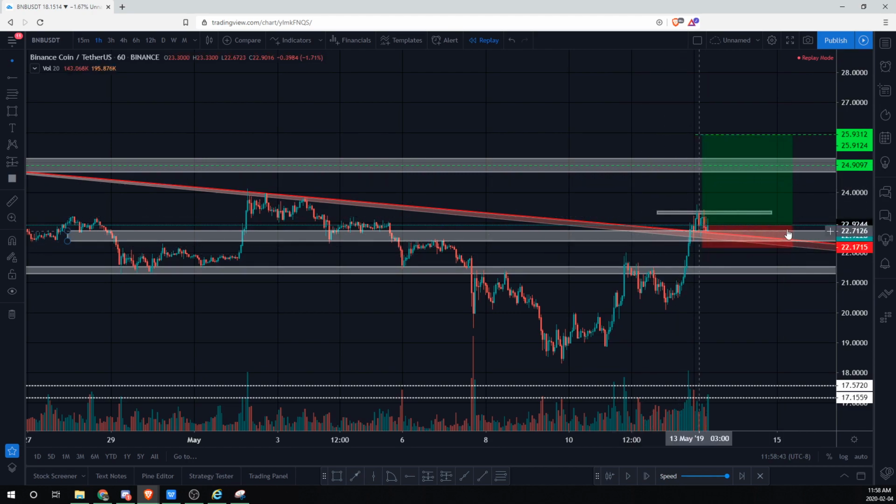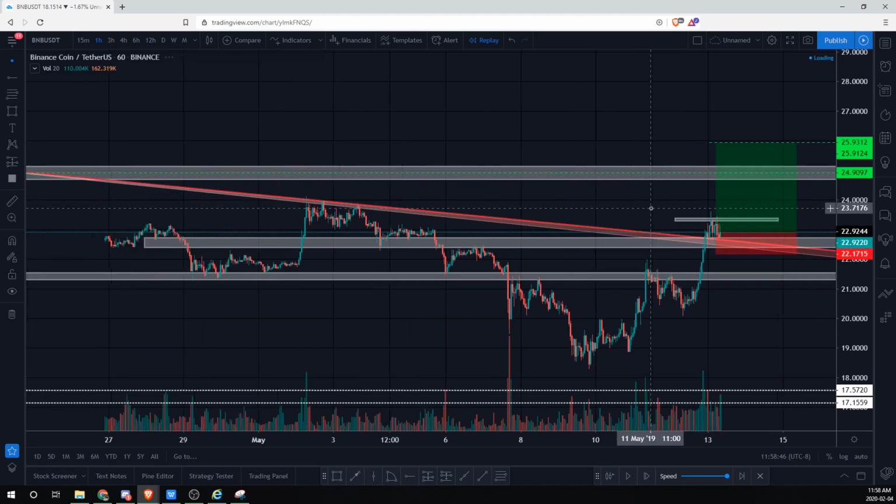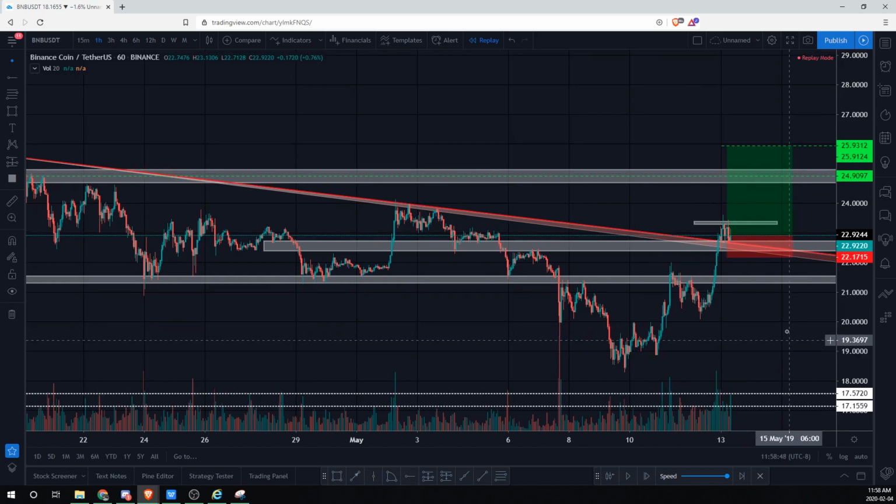So now that we've basically talked about everything, why we're taking these take profits, why we're entering here, why we set our stop loss here, basically the trade plan and exactly what we're doing, now it's just going to be clicking play and seeing what the price action does.